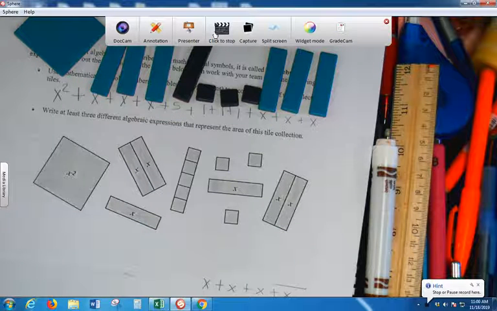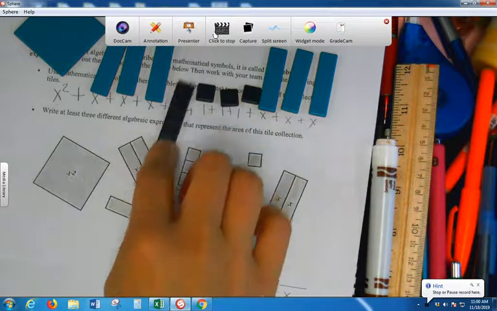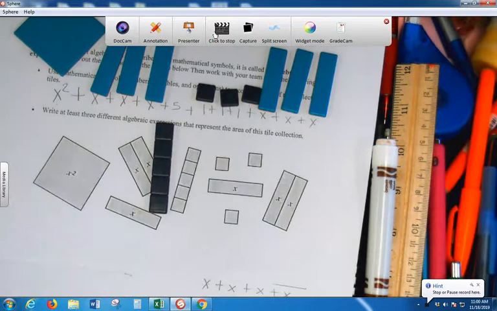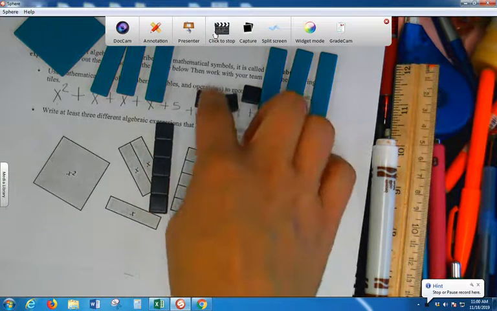Is there an easier way to write this? Yes. Is there a shorter way to write this? Yes. It is called simplifying. It is called combining what is the same. Let's put together the tiles that have the same value. So, I have this 5. What else has the same value as these tiles? These little ones, right?